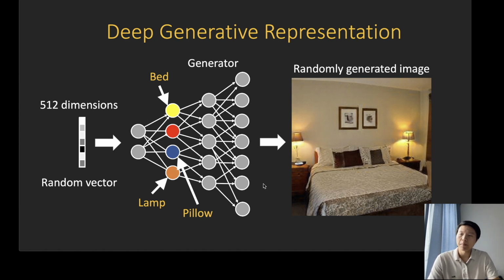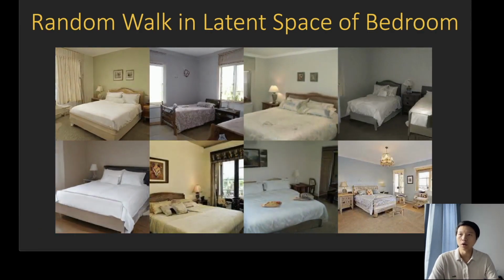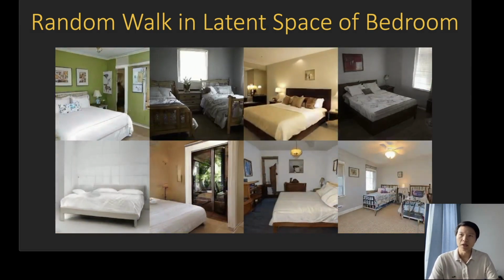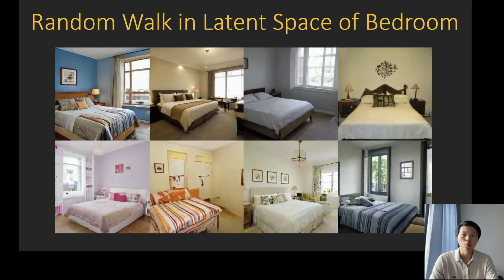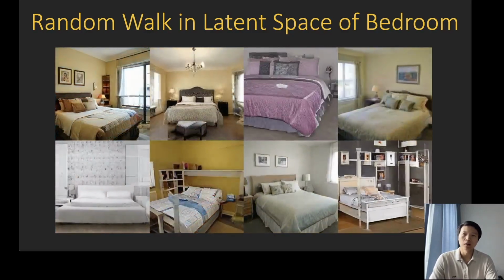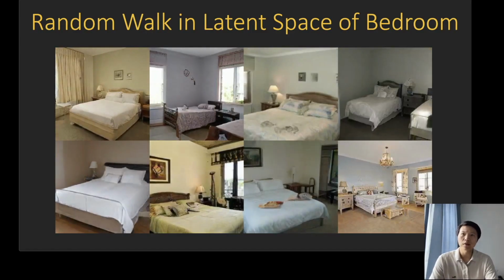After we identify the semantics of the internal units, we move to the latent space. We want to know how the latent space controls the semantics, because the latent space is the driving force behind the synthesized image. Given different latent vectors, the images will be different. Here I first show you a random walk in the latent space. We randomly sample some vectors, and each time we add small perturbations to the sampled vectors, which generates some variations.